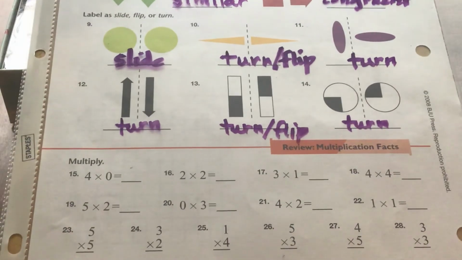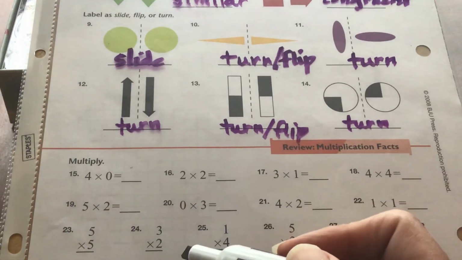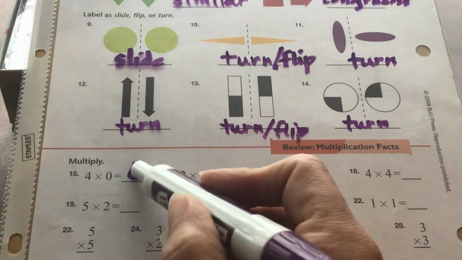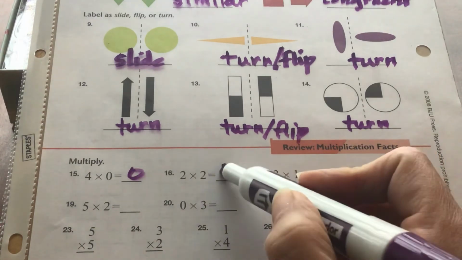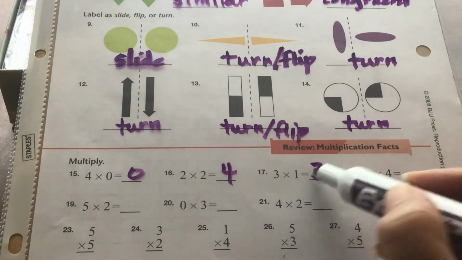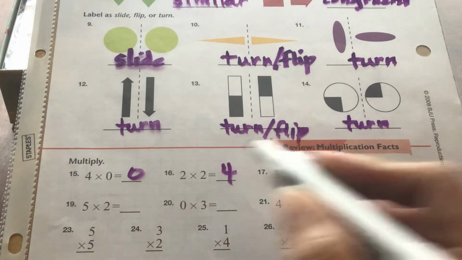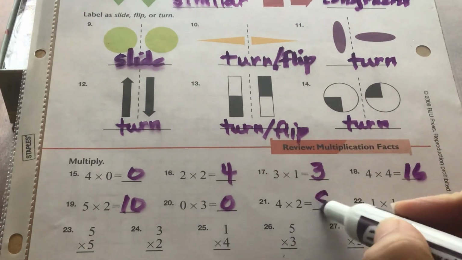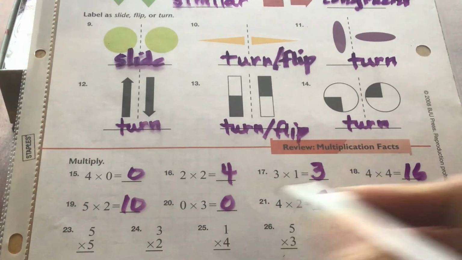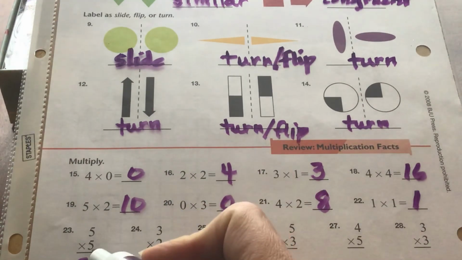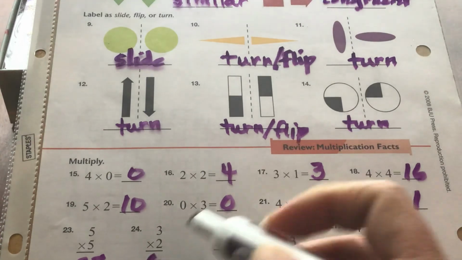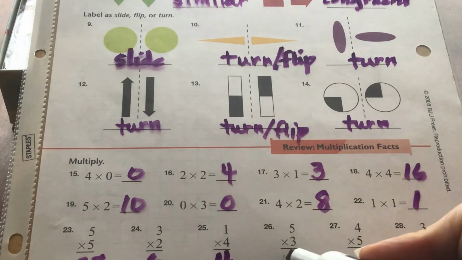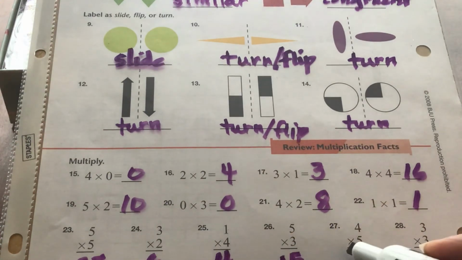Here we just have some math facts. 4 times 0 is 0. 2 times 2 is 4. 3 times 1 is 3. 4 times 4 is 16. 5 times 2 is 10. These are probably getting much easier for you. Amazing. When we first started, these were so hard. And now you guys can just sail right through them.